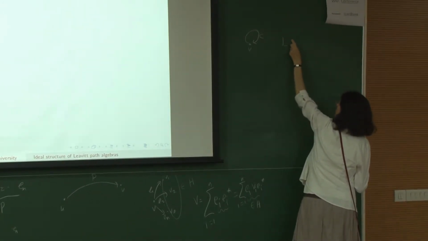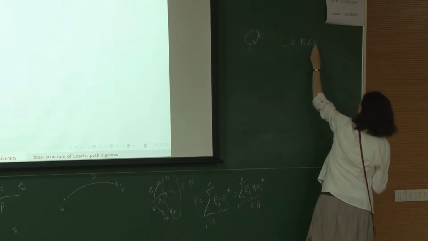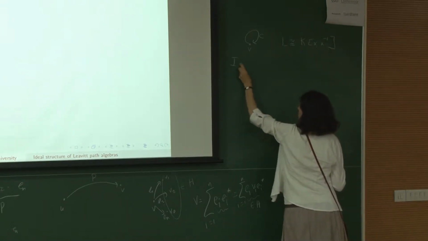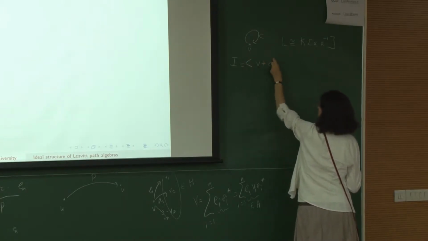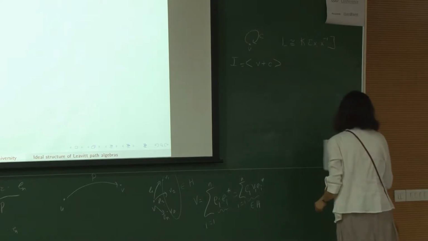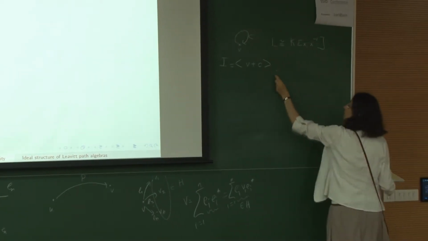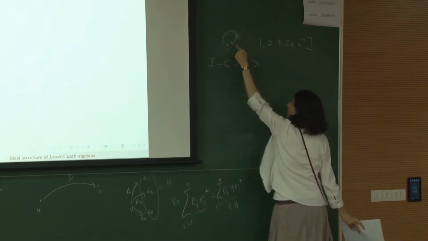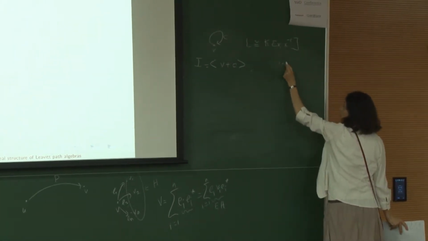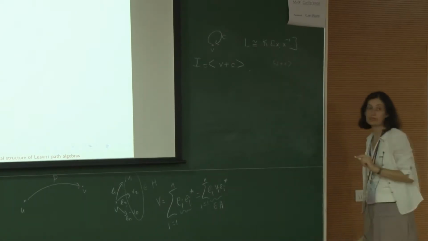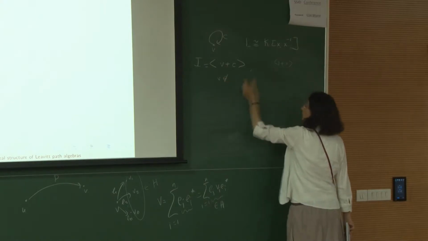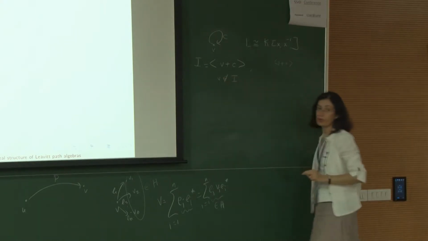We have seen that the Leavitt path algebra is isomorphic to K[x, x inverse]. And we have seen that this is an ideal, generated by 1 plus x. However, 1 is not in this ideal. It's a proper ideal.